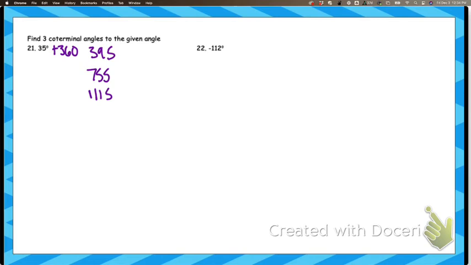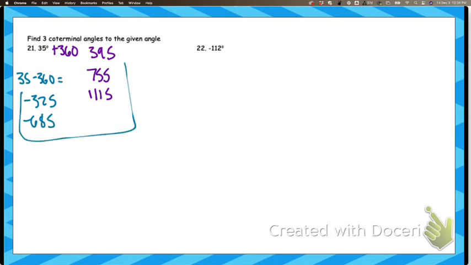Or I could have subtracted 360 from the very start. If I took 35 and I subtracted 360, then I could get another coterminal angle. So 35 minus 360 would be a negative 325. I could subtract 360 again. And again, I can keep doing this to get any number of coterminal angles. So all of those are possible coterminal angles.